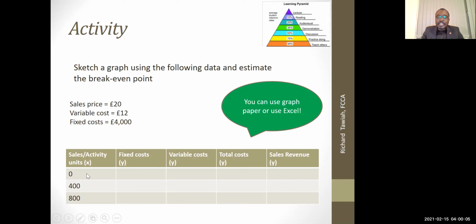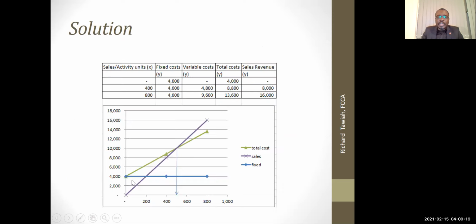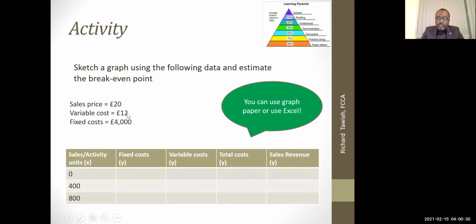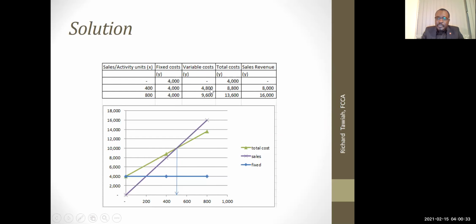Assuming activity level is 0, what do we get as fixed cost? It still remains 4,000. Variable cost will be 0. So total cost will still be 4,000. But what if we get 4,000 units to be sold? Fixed cost will still remain 4,000 regardless of activity level. But then the per unit variable cost was 12. So 4 times 12 gives us 4,800. Total cost will be 4,000 plus the 4,800, giving us this.